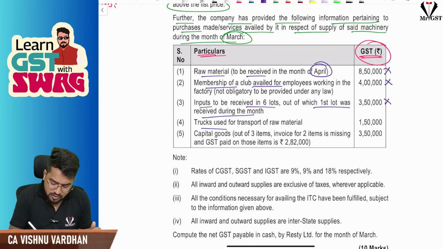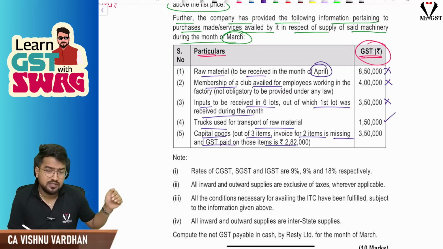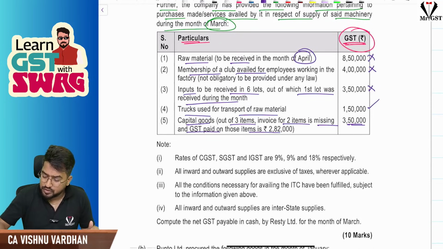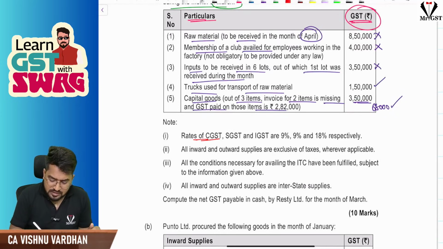Next, trucks used for transportation of raw material. Sir, goods vehicles, yes, of course you can take ITC. Capital goods, out of 3 items, invoice of 2 items is missing, on which GST paid is 2,82,000. You know that, sir, you can take ITC only based on the invoice. So if the invoice is missing, you cannot take ITC. Out of 3,50,000, sir, 2,82,000 you cannot take, sir. That means 68,000 only you can take as ITC. Okay, 68,000 only you can take as ITC. Okay, super. And rates of CGST, SGST, all these things 9, 9, 18, obvious one.